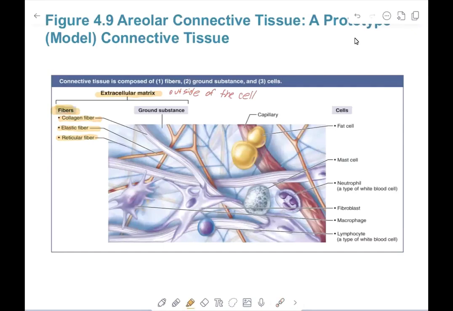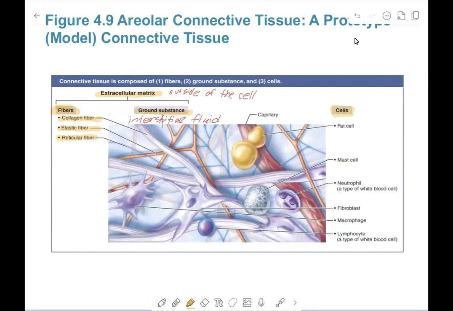The next part of the extracellular matrix is what's called the ground substance. And the ground substance has interstitial fluid, which remember is a type of extracellular fluid, but it's found between cells. It also has some various chemicals in it, which sort of act like glue to hold everything together. The third component of connective tissue are cells. And again, these cells are going to vary also based on the type of connective tissue.